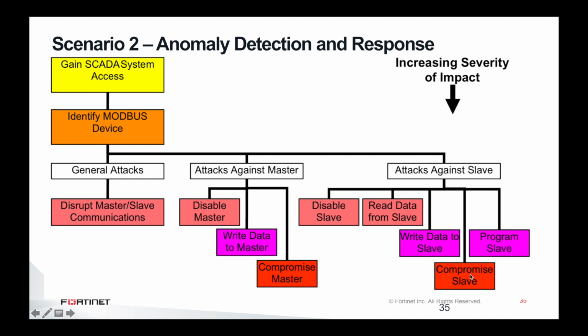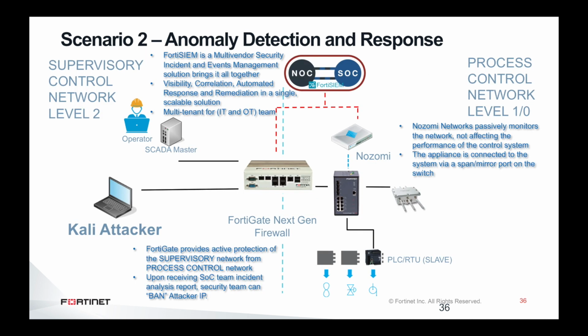This could mean that you change the coil or holding registers to spin the motor faster, so that you disrupt the production. This is scenario number 2, anomaly detection and response, where we introduce our Fabric Ready partner Nozomi to do the anomaly detection. If any anomaly is detected, Nozomi will send an alert to the 24/7 SOC. In this case, we're using FortiSIEM for the demo, and of course it can be sent to a third-party MSSP.